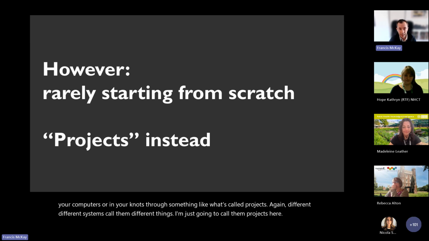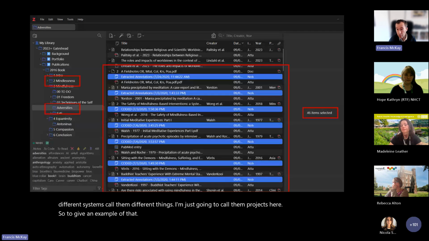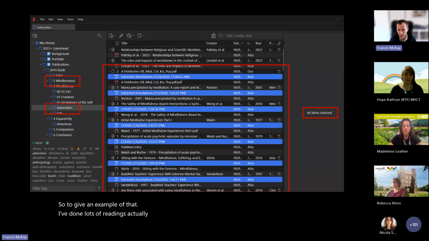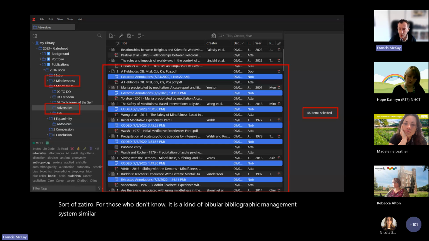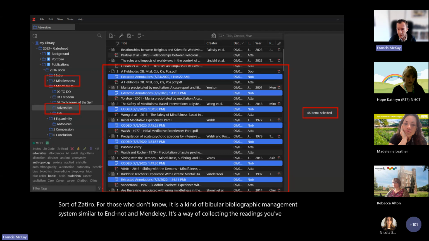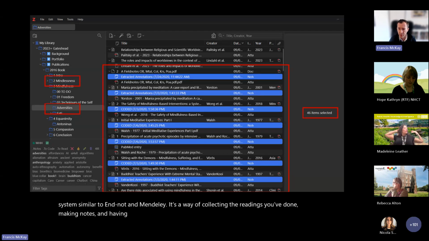So to give an example of that, I've done lots of readings actually on the adverse effects of meditation. Here's my Zotero database. So Zotero, for those who don't know it, is a kind of bibliographic management system similar to EndNote and Mendeley. It's a way of collecting the readings you've done, making notes, and having that all in a tidy place in useful categories.